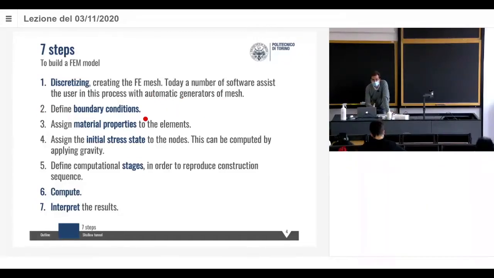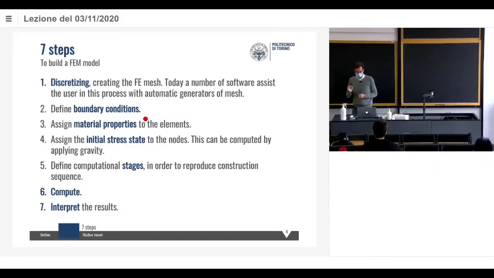The second step is that of building our boundary conditions. After we have discretized the region, we set the boundary conditions as we know, and then we have to assign the material properties to each finite element in the model. All finite elements will need to have their specific material properties, which also means a constitutive law: elastic, plastic, hardening, softening, whatever we want.